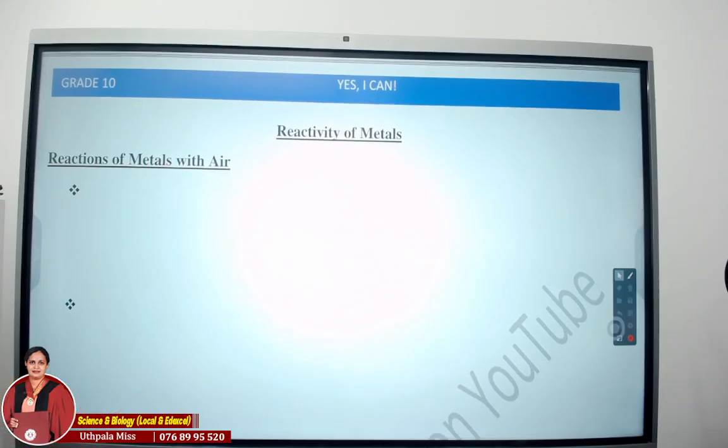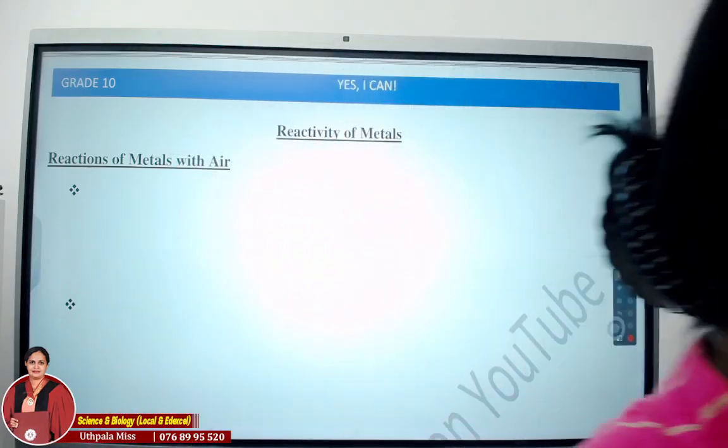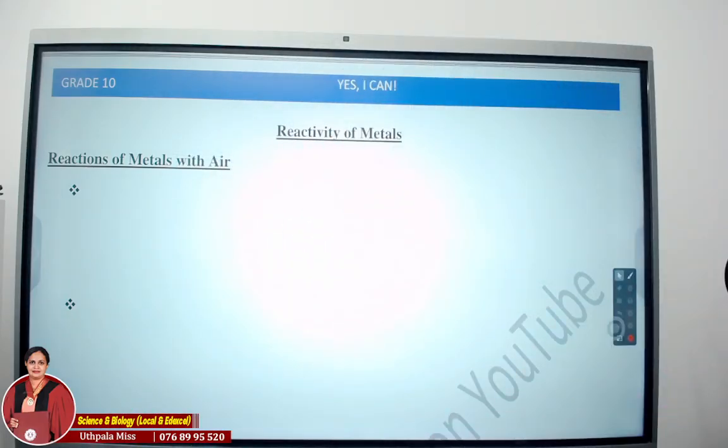Reactivity of metals. How do these metals react with air, water? Water means how they react with cold water, then with hot water. Then what about the reaction with steam? We are going to discuss those. Then we will consider the reaction of metals with acids. We will discuss all these things. First, we will consider the reaction of metals with air.